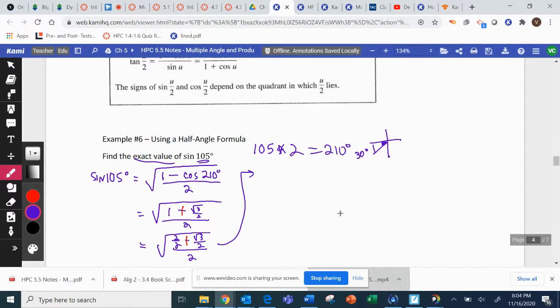All right, so now on top I've got the square root of 2 plus square root 3 over 2, divided by 2, which is the same thing as multiplying by the reciprocal. So now I have the square root of 2 plus square root 3.